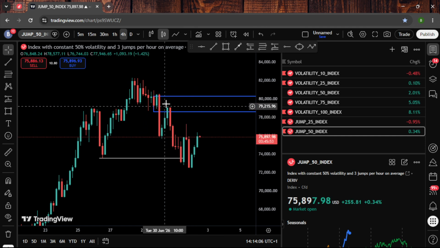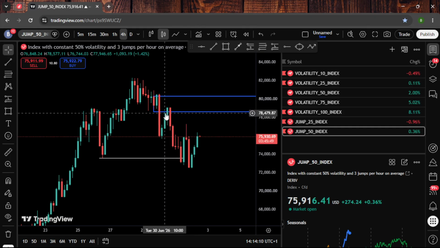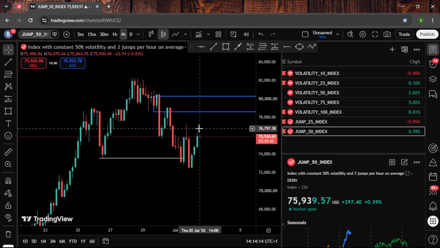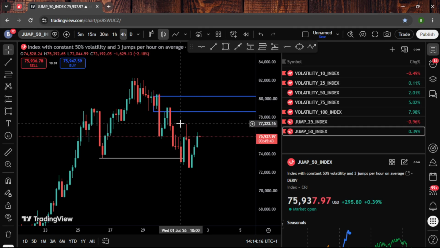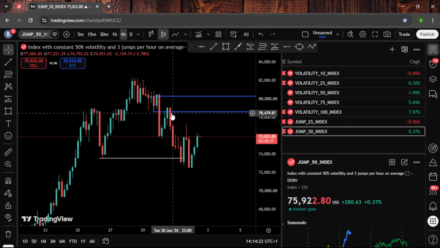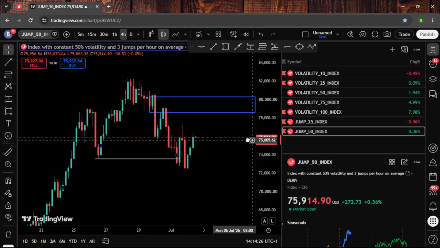Now that it has given us structural liquidity and inducement, I'm not really sure what to expect, but I think you have to take out this one. Maybe if you take out this one, you do not have to take out this structural liquidity. So let's just see how this one plays out.